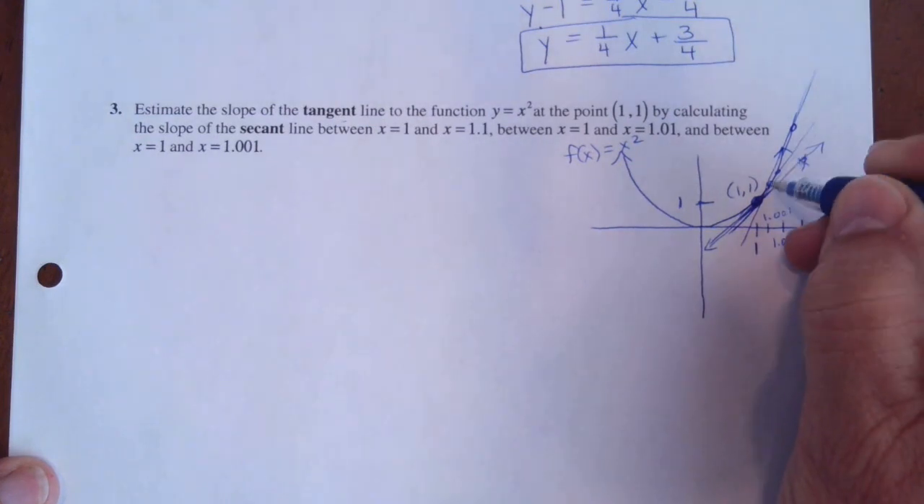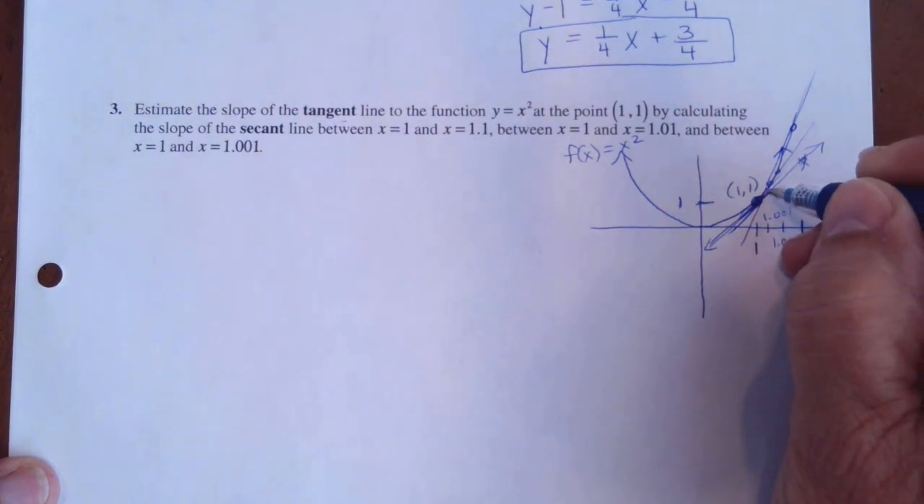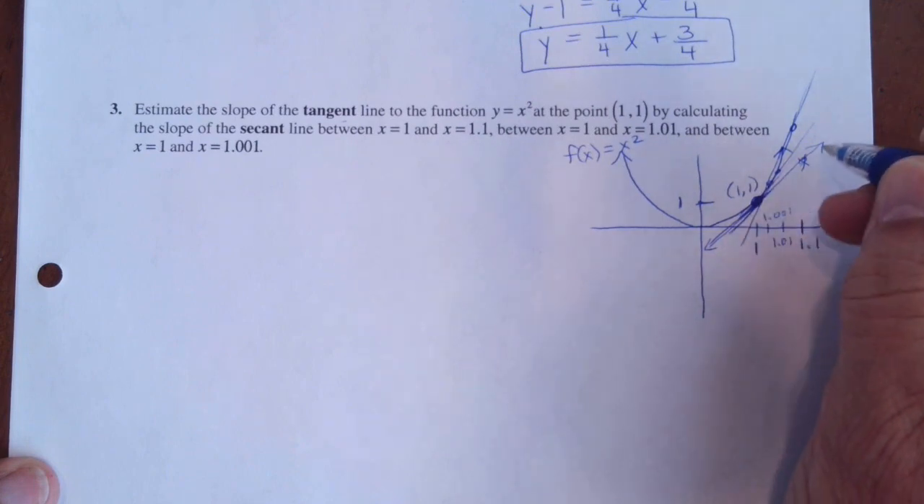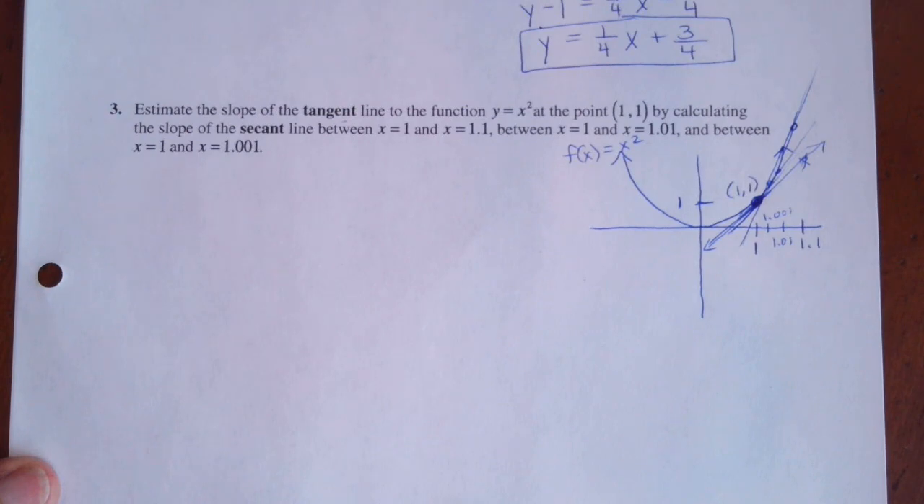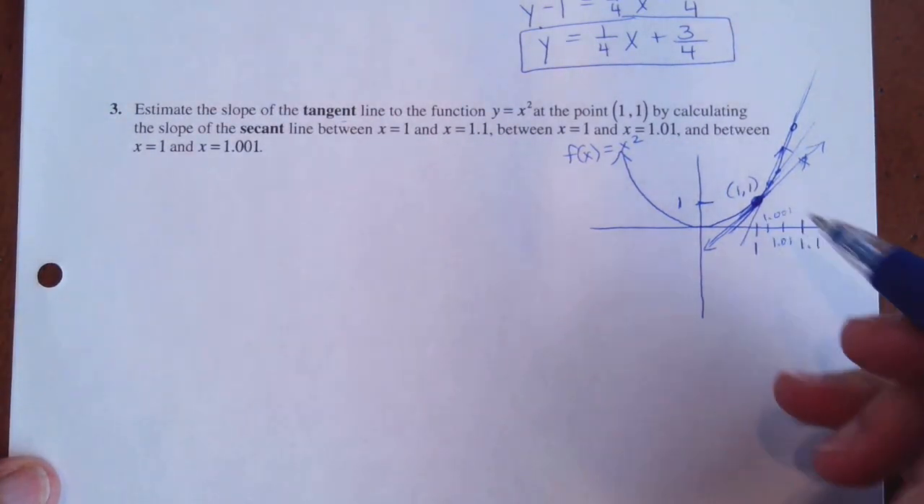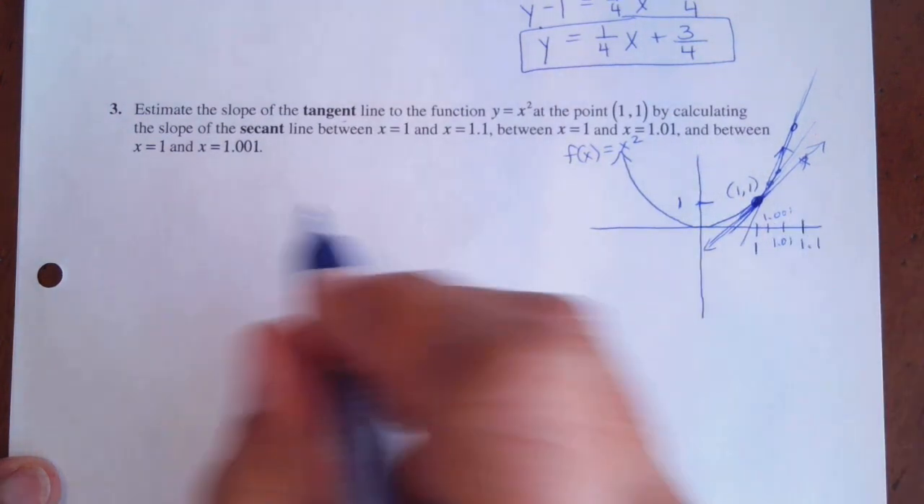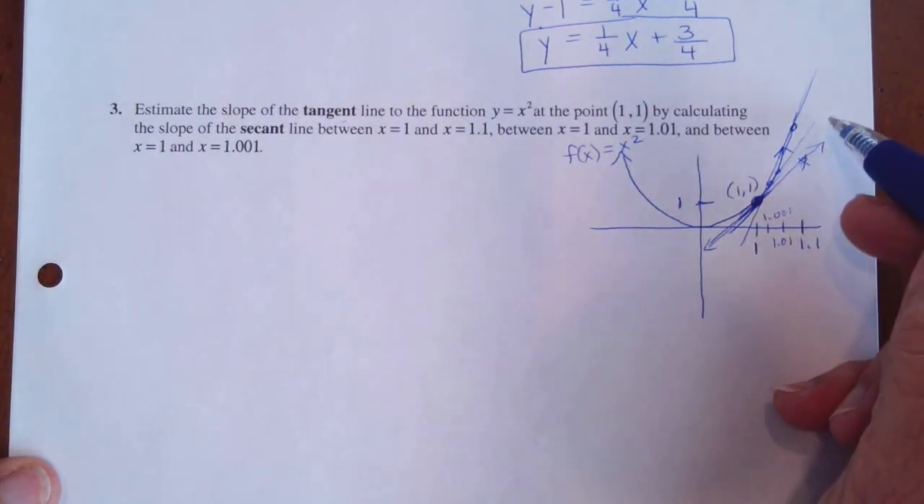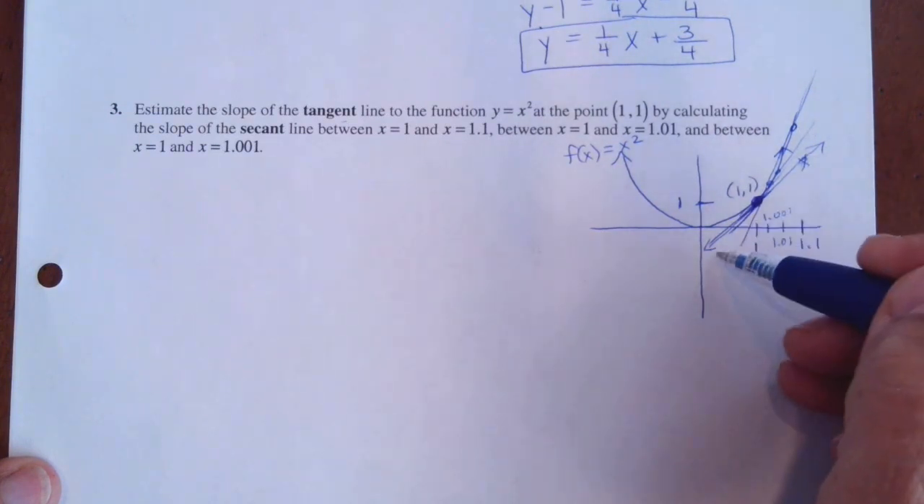As I get closer and closer to 1, that secant line is going to start pretty much falling on the tangent line. And what is it that we are doing? When we get closer and closer, we are finding the limit, okay? So that's what this is asking you to do. Let's find these slopes as we get closer and closer to 1.